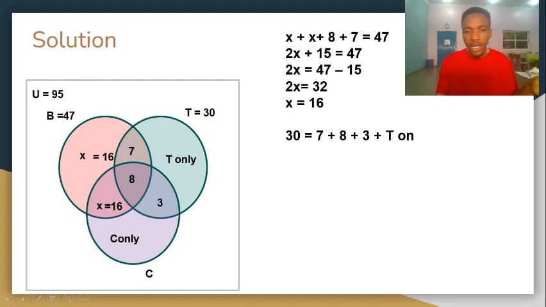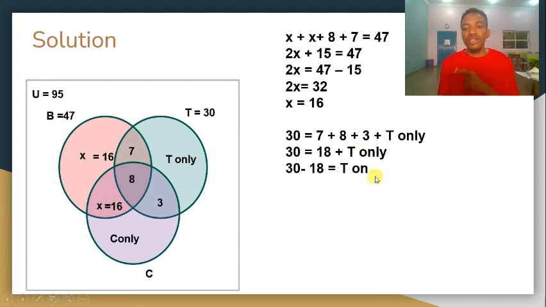So that's what I'm doing here. 7 plus 8 plus 3 plus T only is equals to 30. So 30 equals to 18 plus T only by the time I sum this up. So 30 minus 18 equals to T only. My T only equals to what? 12. So that means this space here is what? 12. So I'm going to put 12 there in that space.